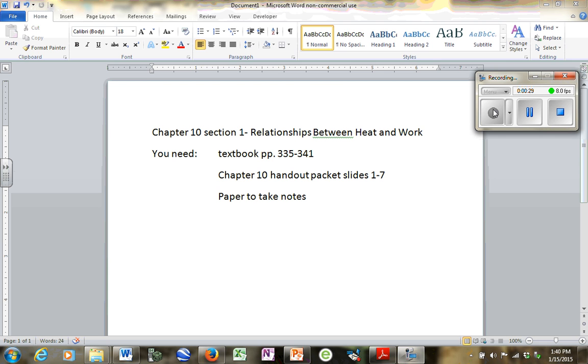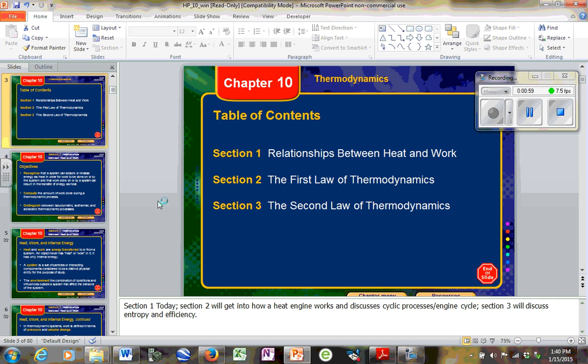Here are some things you're going to need today. I'm just going to try to summarize, so I don't want to be overly long about this because you can read. I just want to round out some of the concepts for you. You're going to need your textbook. I might tell you to look at a picture. You're going to need the Chapter 10 handout packets. The first 7 slides is what you'll be looking at today. And you're going to need some paper to take some notes that come from my stuff in just a little bit. Okay, I'm going to switch it over to the slide, and yours should look like this, except not in color.